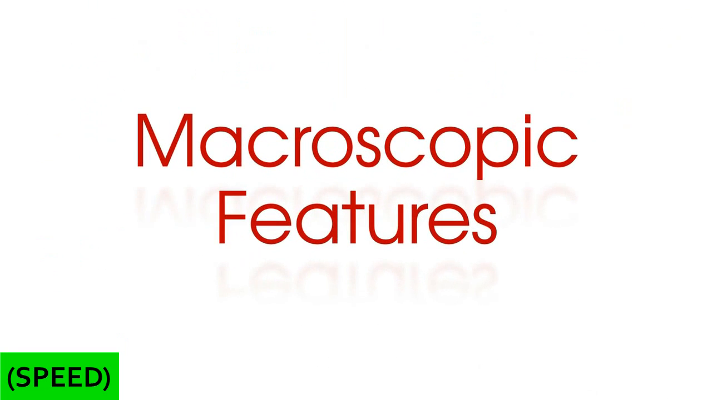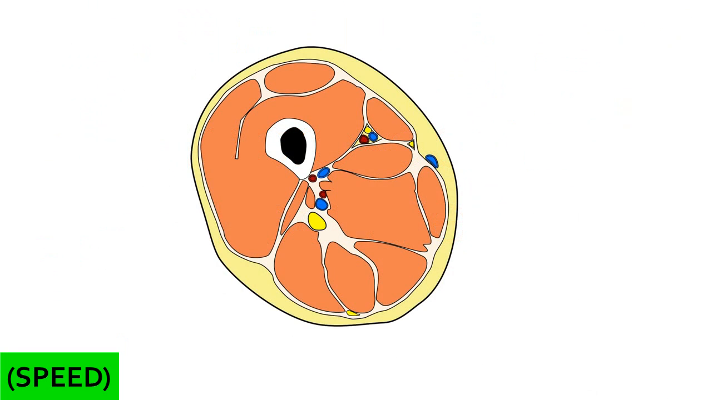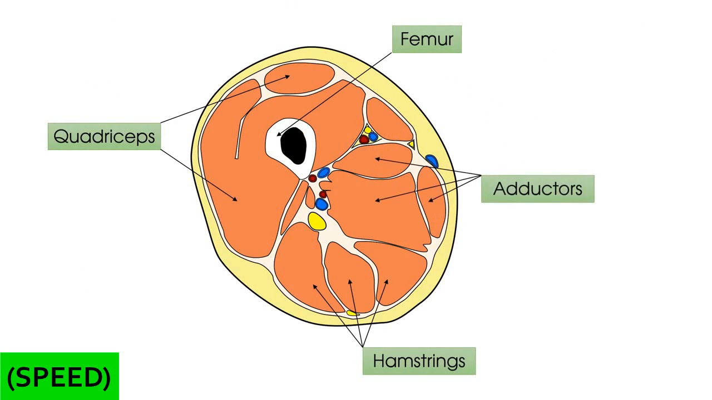So, starting with the macroscopic features, on screen we have a transverse section through a thigh, and to orientate yourself we have your femur, and then we've got some muscles: quadriceps, the hamstrings, and the adductors. So this picture's on screen to introduce two important connective tissues to know about.